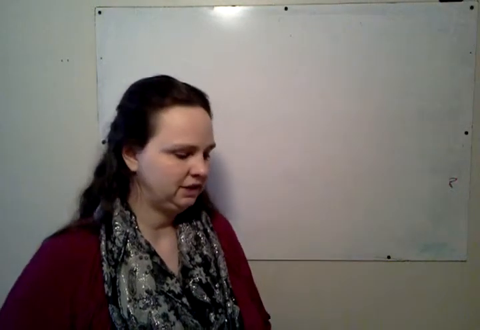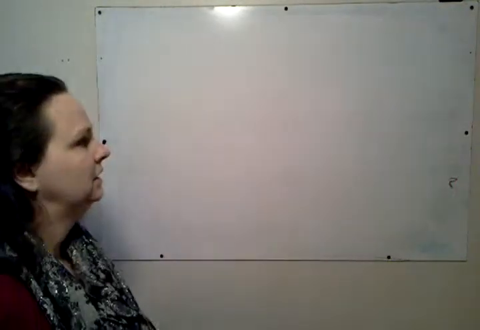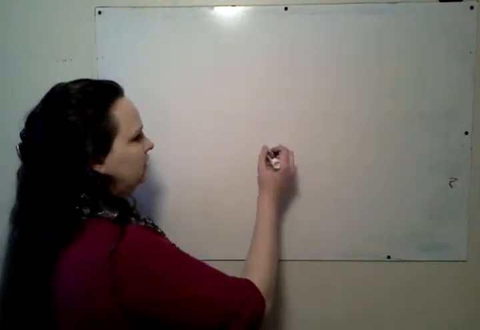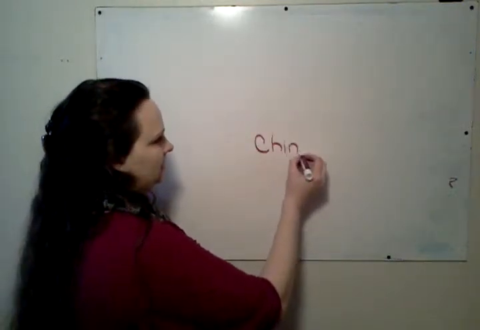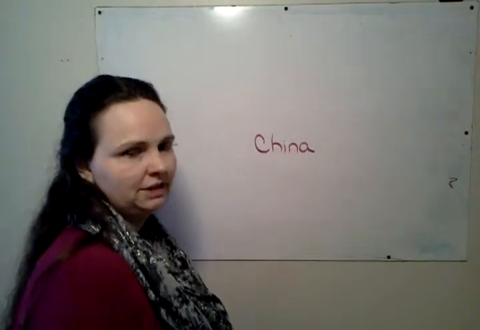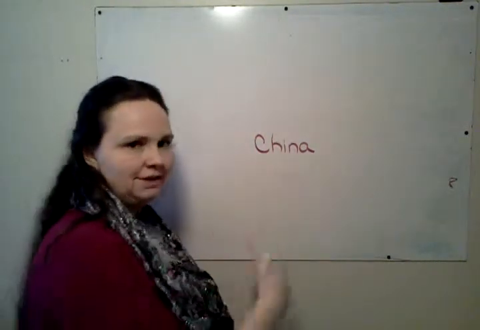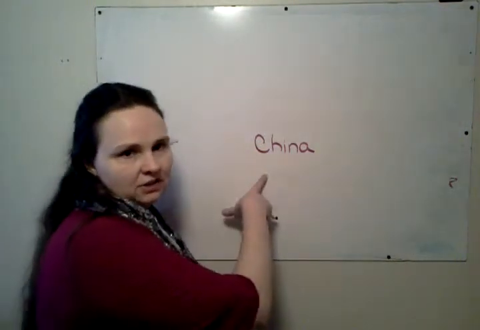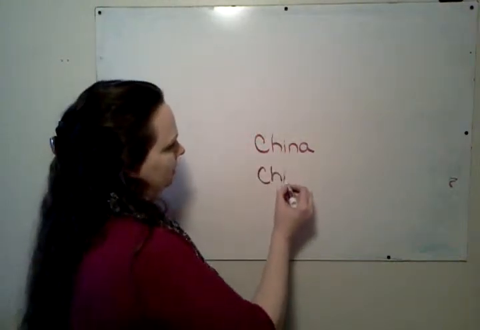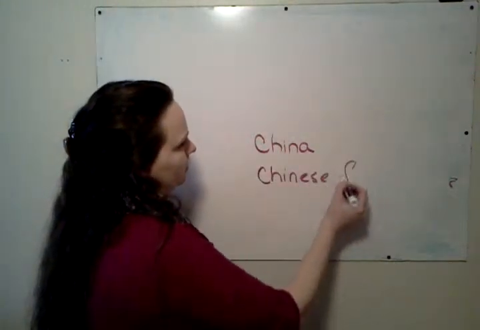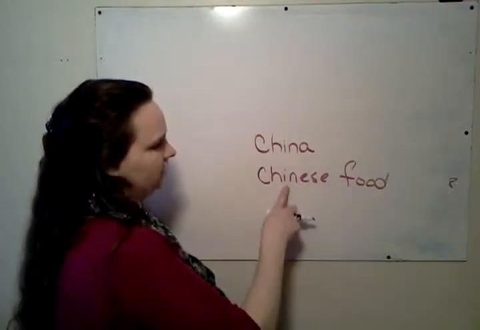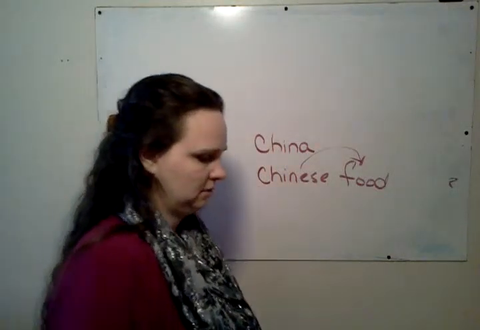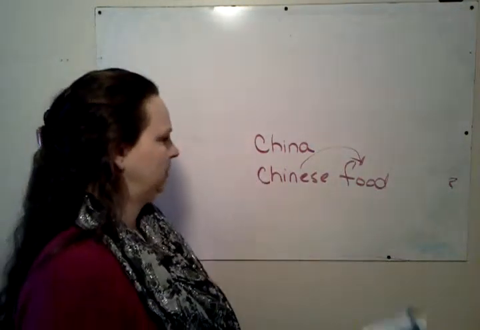Okay, recognizing proper adjectives. This is very simple. If you remember that proper nouns name specific nouns, for example, China is a proper noun because it names a specific country. Country would be a common noun. China, the name of a specific country, would be a proper noun. Well, a proper adjective is just the adjective form of this noun. Perhaps I said Chinese food. Now, this word is telling what kind of food, so it's an adjective. We capitalize proper adjectives because they're made from proper nouns.